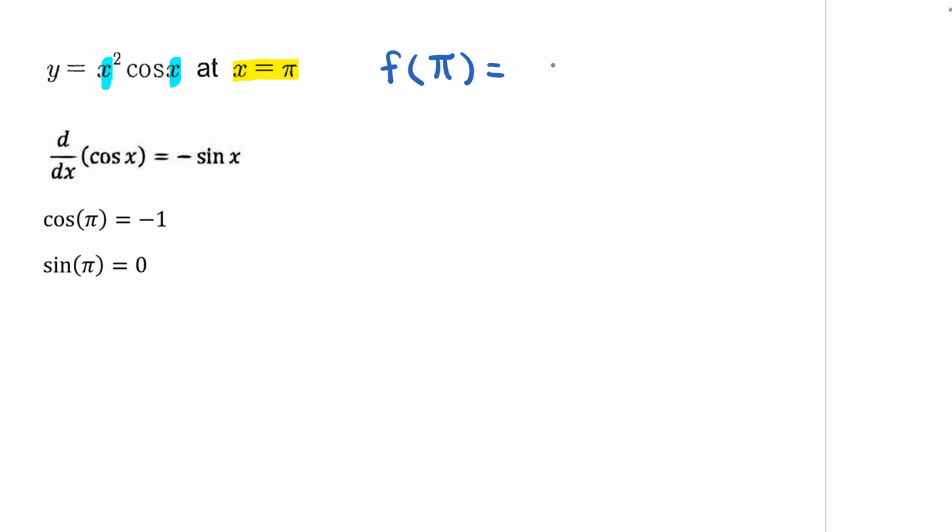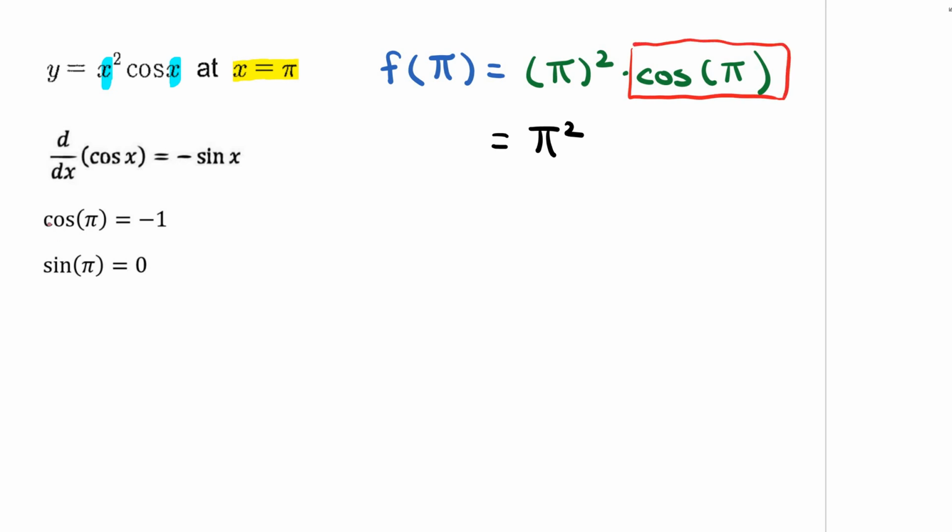So this is going to be pi squared times cos of pi. If we evaluate this, pi squared is just pi squared. And then what's cos of pi? Well, cos of pi you can find on your reference sheet here, and I have it right here as well. So cos of pi is equal to negative 1. So I multiply this by negative 1, and I get negative pi squared.